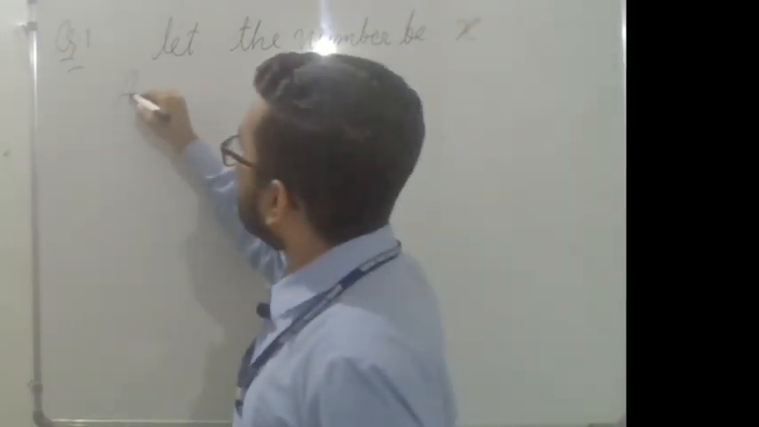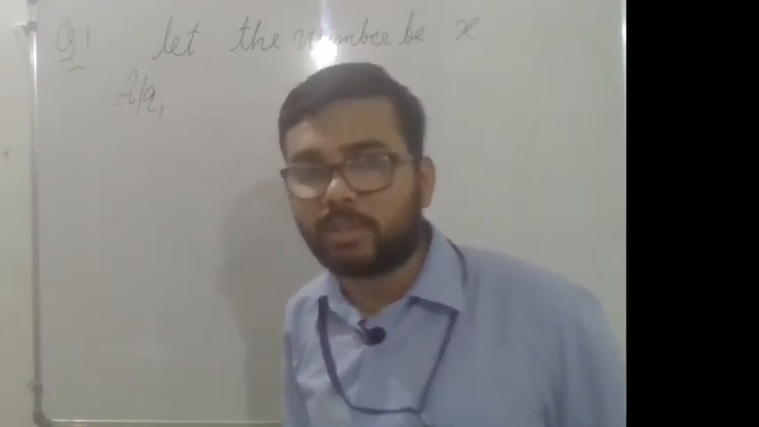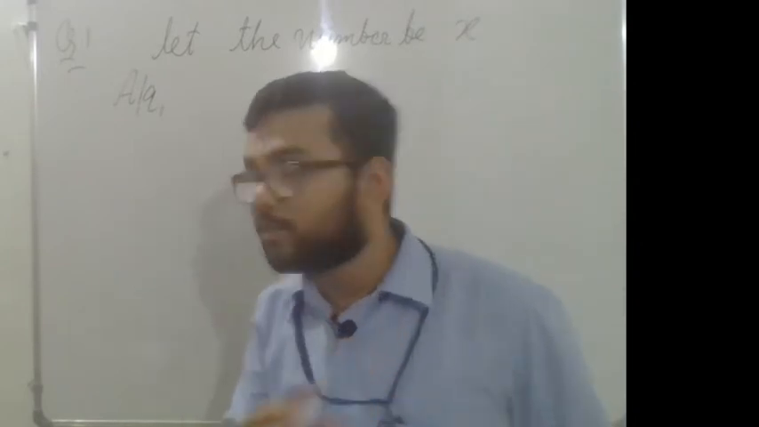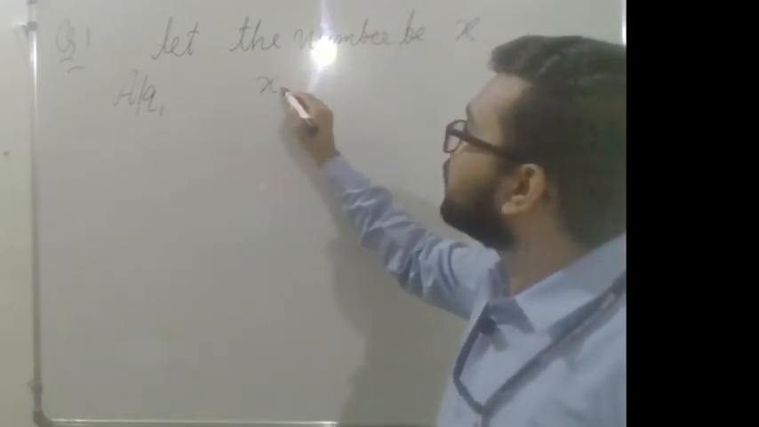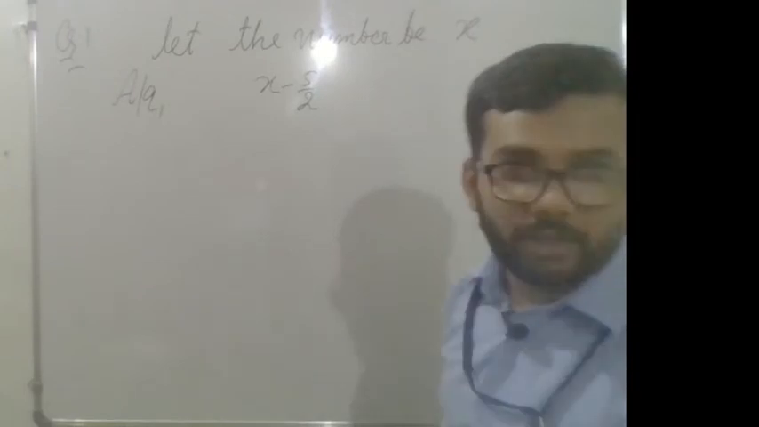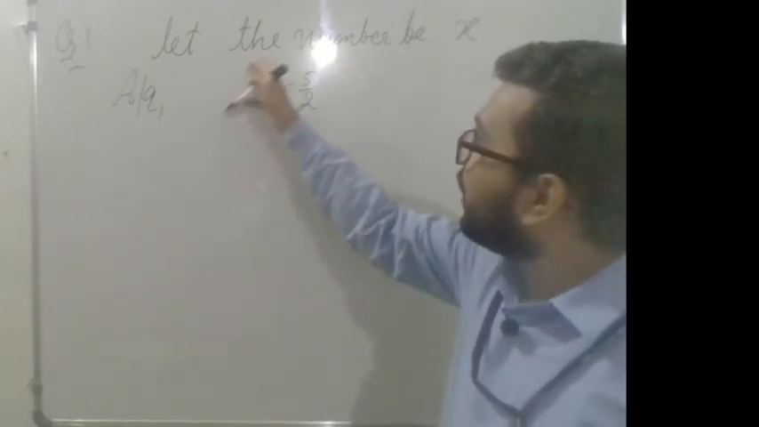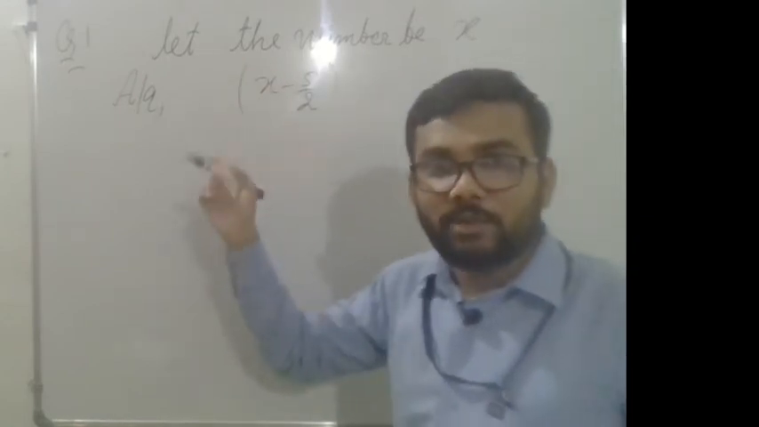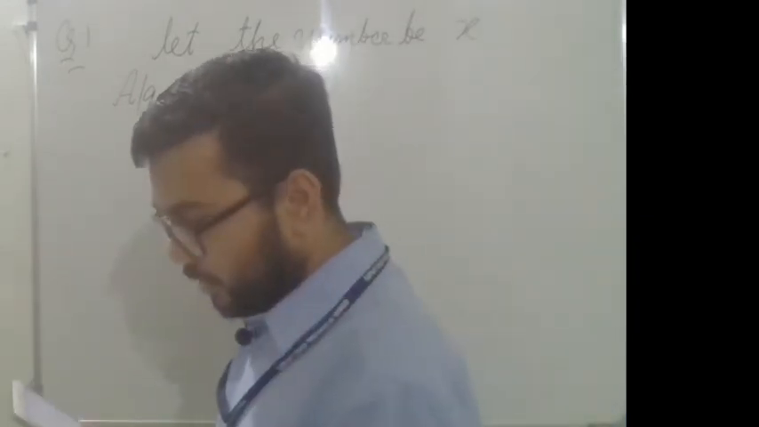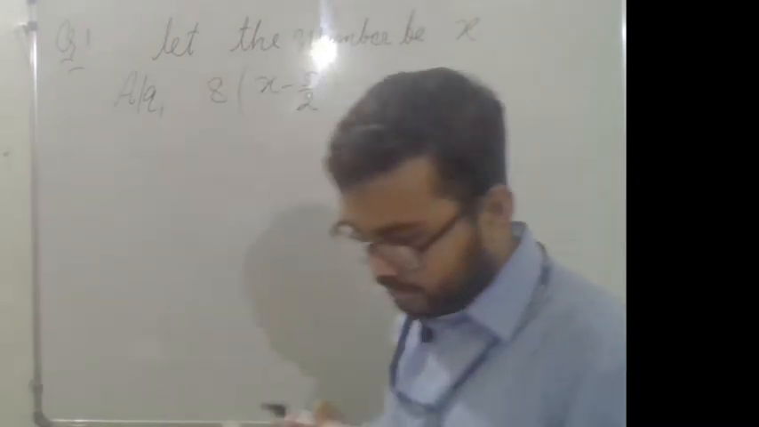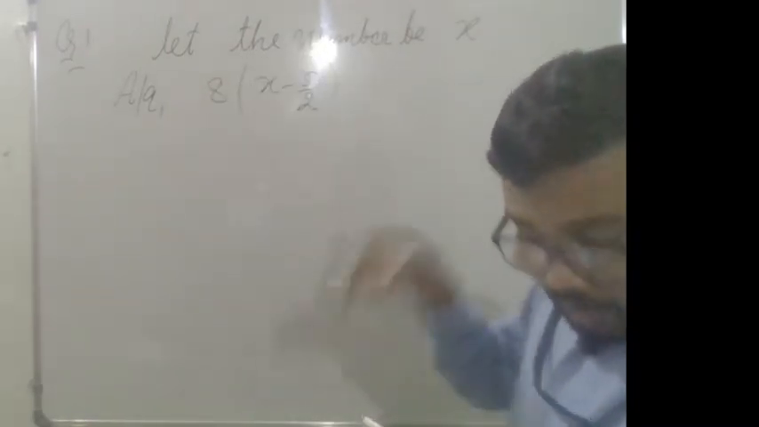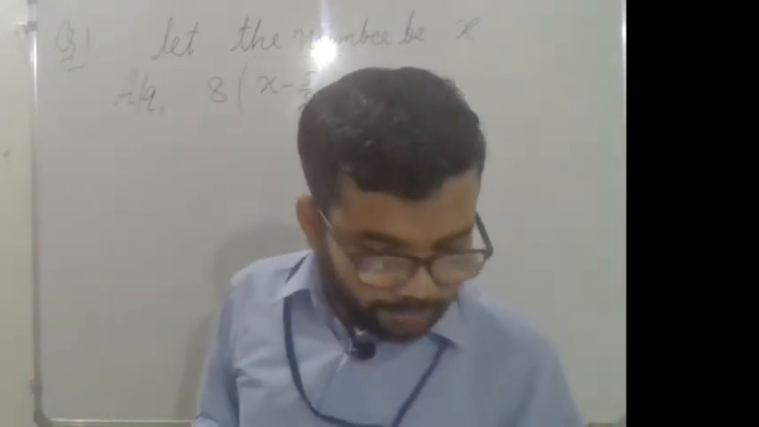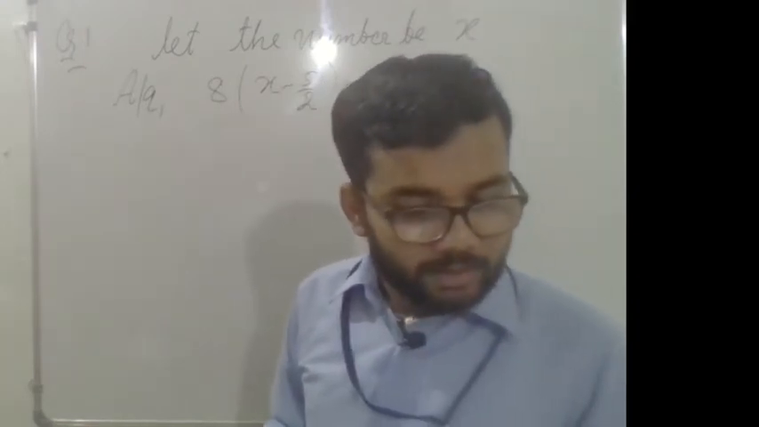Now according to the question, what does she do? She subtracts 5 by 2 from it. And the result will be multiplied by 8. The result she now obtained is 3 times the same number she thought.